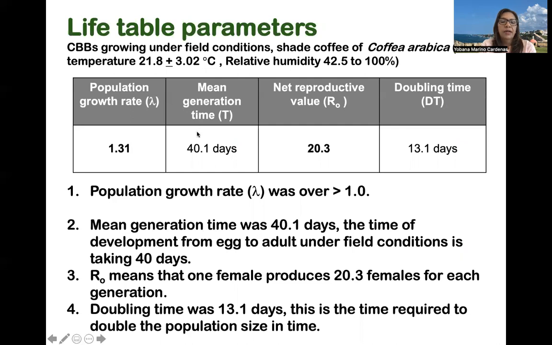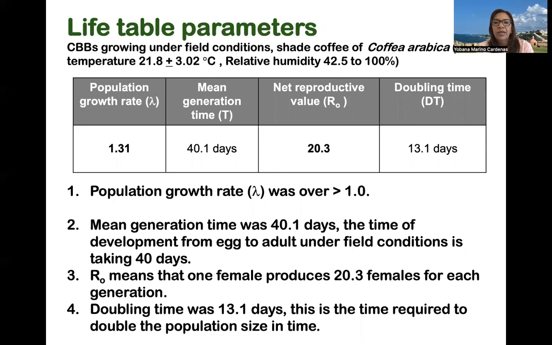We also calculate the mean generation time, that is the developmental time from egg to adult, and this was 40 days. We also calculate net reproductive value. This was 20.3. This means that one female produces 20 females for each generation.